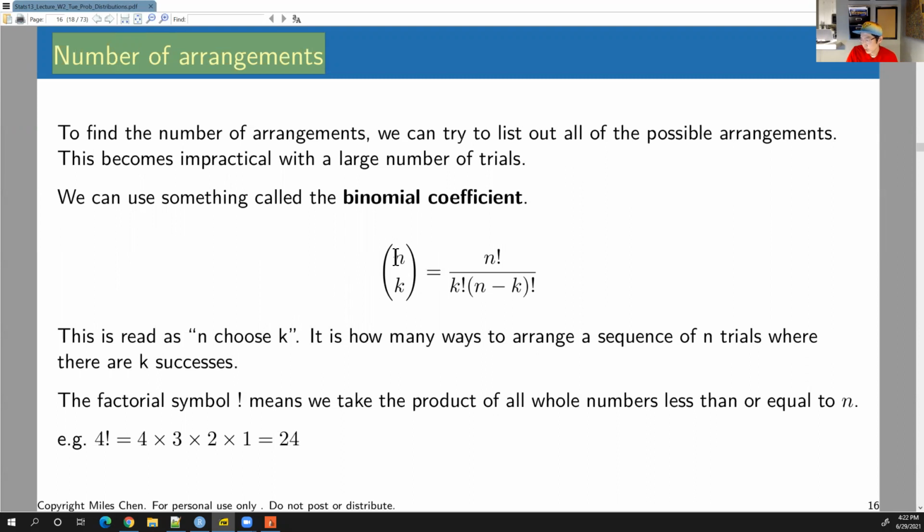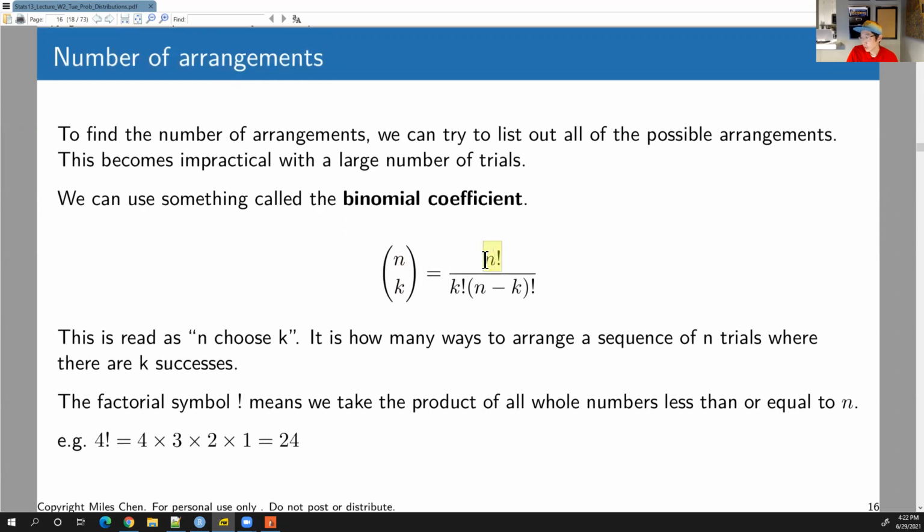And that's given by this tall parentheses where you write n over k, and this we read as n choose k. The way we calculate this is n factorial, we divide by k factorial and n minus k quantity factorial, right?